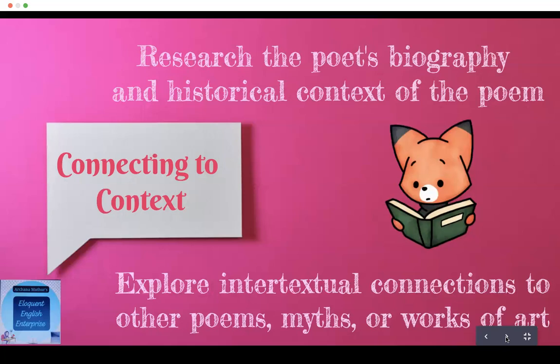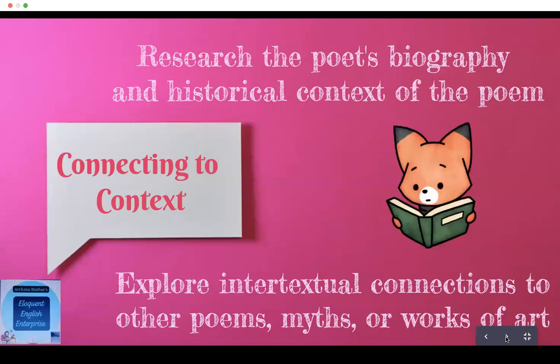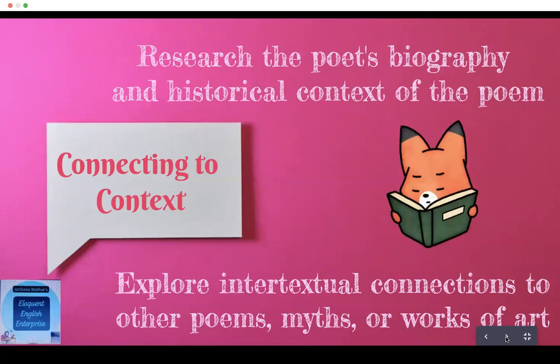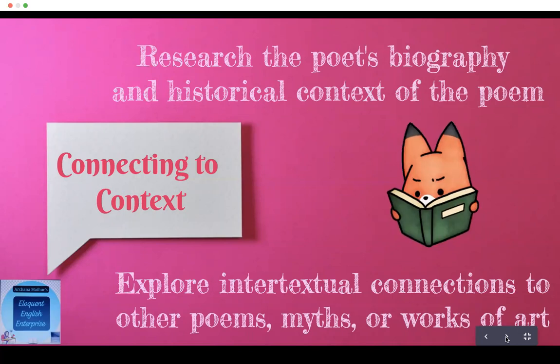Then we also have to explore the intertextual connections to other poems, myths, or works of art, like if other people have also written on the same kind of topics. For example, we can try and correlate Wordsworth and Keats, who were both romantic poets from the Elizabethan era.